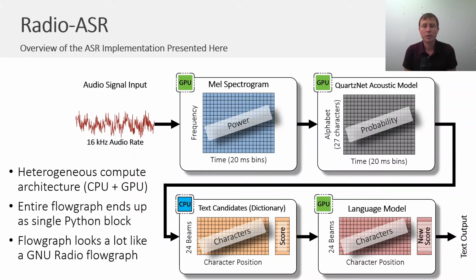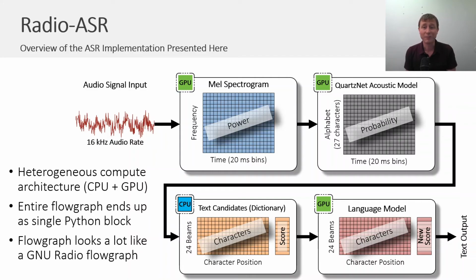So a few things to note here. This is a heterogeneous compute problem. We are going CPU and GPU, transferring memory between. The entire flow ends up being a single Python block, as I mentioned before in GNU Radio. And so we end up having to build that as standalone Python code and then implement that in GNU Radio. Call that from GNU Radio.